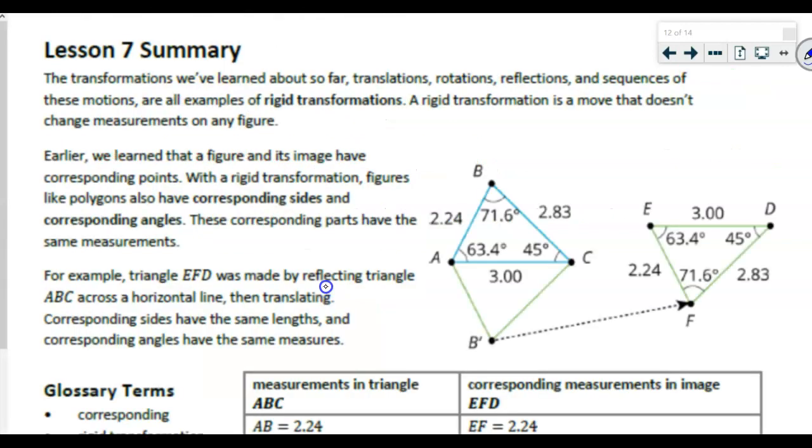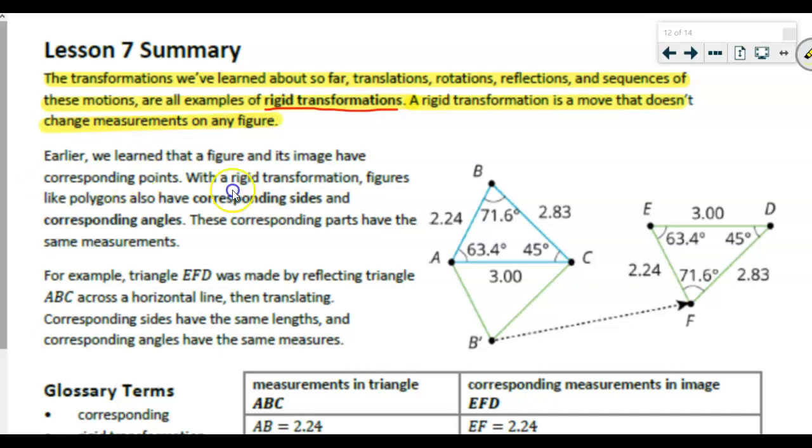Here is your lesson summary. We are going to highlight the key pieces that are the most important. The transformations we've learned about so far, translations, rotations, reflections, and even sequences of those motions are all examples of that new vocabulary word, rigid transformation. A rigid transformation is a move that doesn't change measurements on any figure.